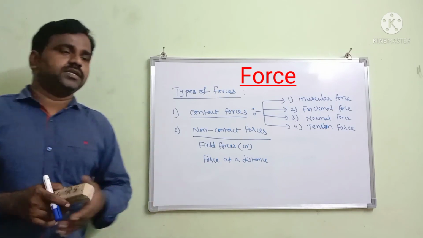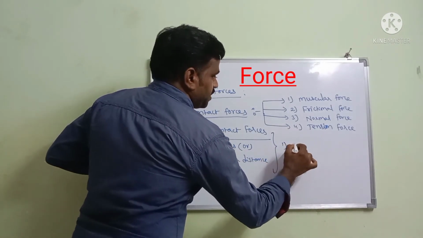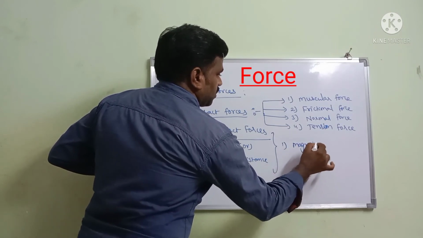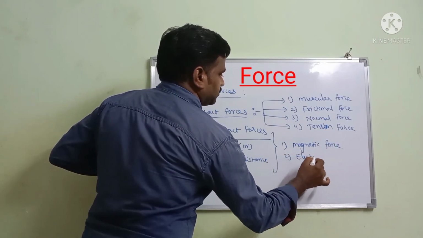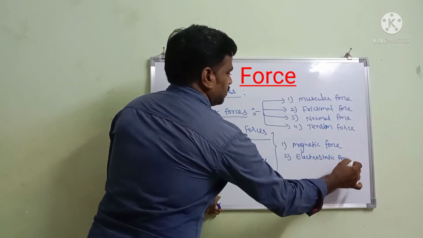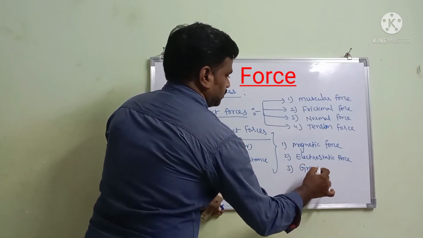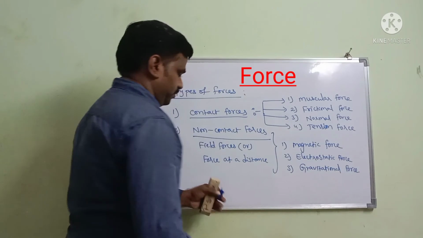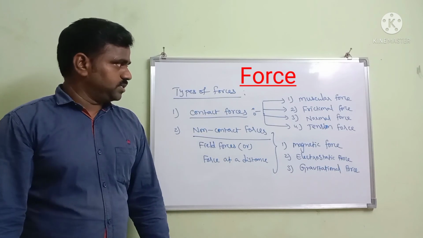That means direct physical contact అనేది ఉండదు. అలా ఉండకుండా ఉండే ఫోర్సెస్ ఏమైనా ఉన్నాయా అంటే దాంట్లో ఫస్ట్ వన్ మ్యాగ్నెటిక్ ఫోర్స్. Magnetic force. And the second one is electrostatic force. And third one is gravitational force. These are the non-contact forces or field forces or force at a distance.